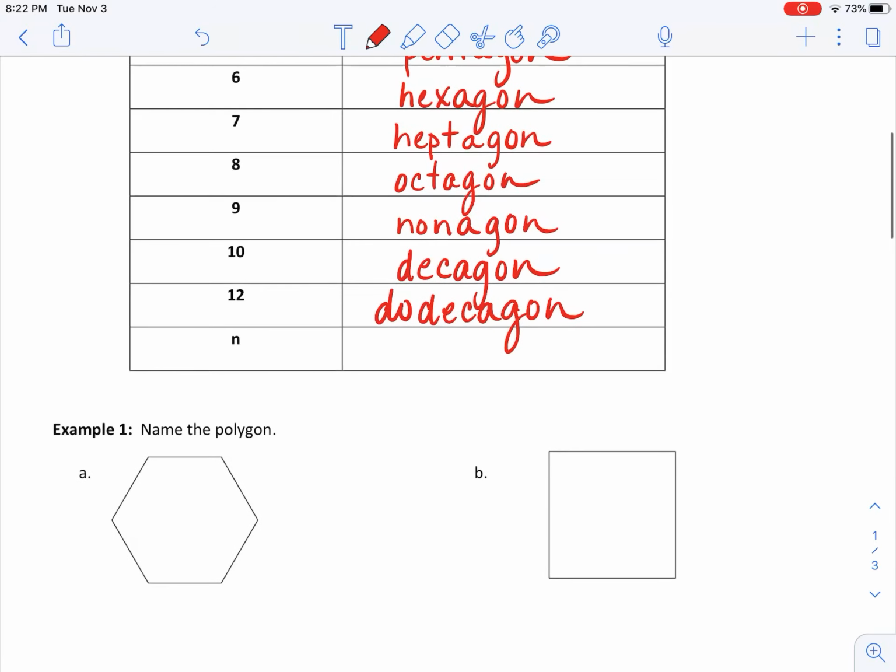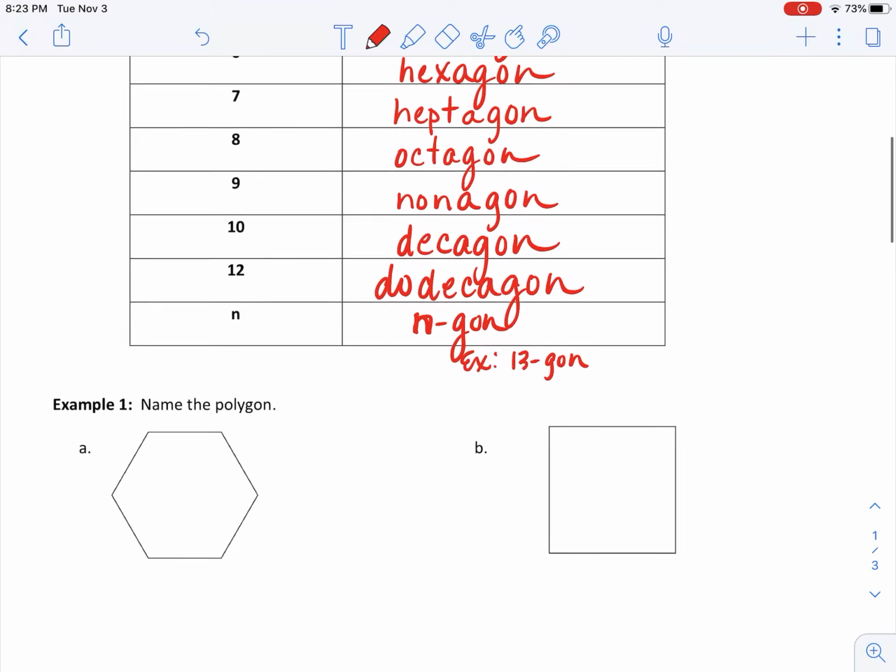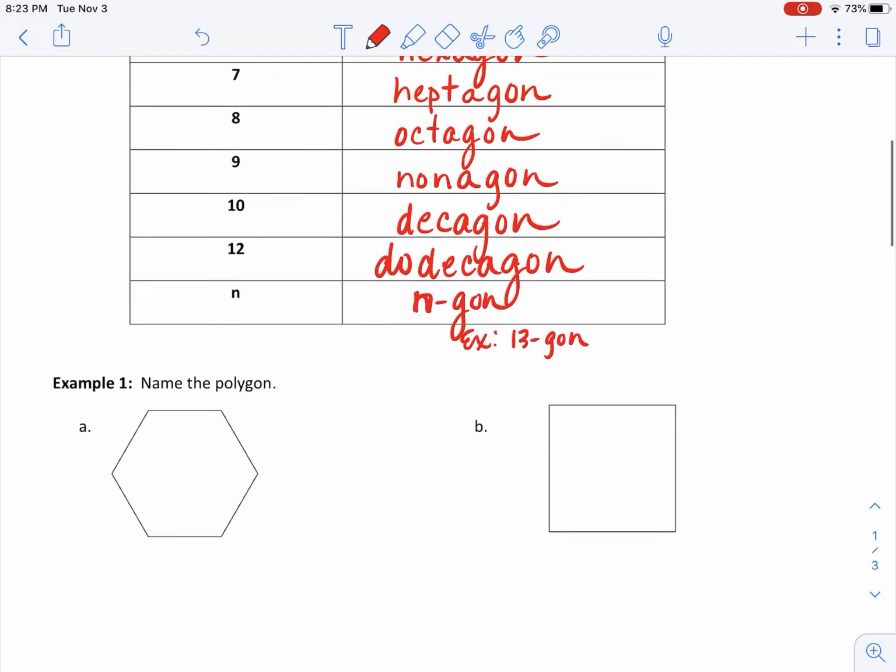Now, if we had something like a 13-sided figure or a 14-sided figure, you call it an n-gon. An n-gon just means that a 13-sided figure would be called a 13-gon, and you know it's just a 13-sided figure. There probably are special names for 13, 14, and 15-sided figures, but for our purposes, we're going to call it a 13-gon, a 14-gon, or a 15-gon. Anything above 12 is just going to have the number and then dash gon.